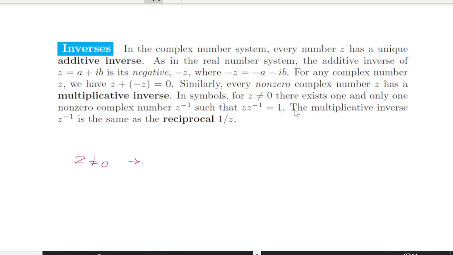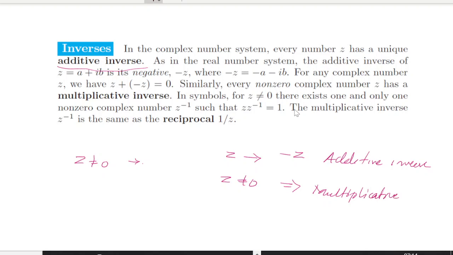And with respect to addition, we can go for the inverse, as z is a given complex number. So minus z will denote the additive inverse. And whenever z is not equal to 0, we can go for the multiplicative inverse. Now the multiplicative inverse we can define as 1 by z.